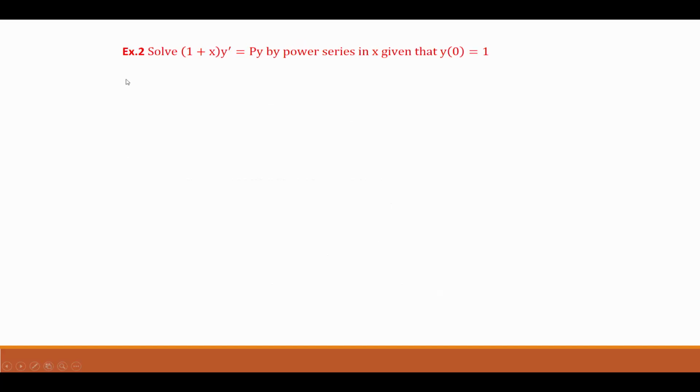Next, example second. Solve the differential equation 1 plus x into y dash equal to p y, capital P into y, by power series in x, given that y0 is equal to 1, given the condition y0 is 1. Solution. First write down the given equation: 1 plus x into y dash equal to py. Therefore we get, open this bracket, 1 into y dash is y dash plus x into y dash equal to py. Denote this as equation number 1.